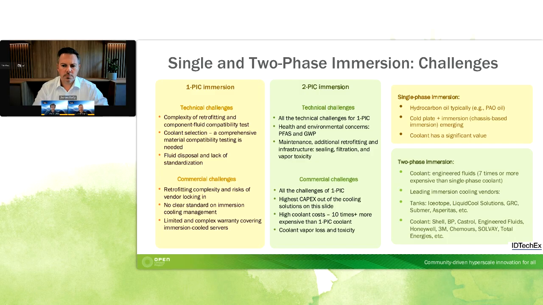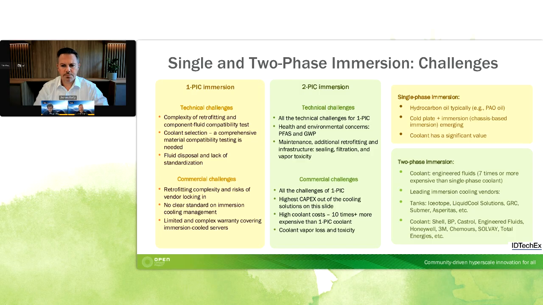The first one is complexity of retrofitting, because the principle of immersion cooling is very different from using server racks. So essentially, you need massive immersion tanks and a lot of coolant inside of the tanks, which is quite heavy. So that essentially puts a lot of pressure on the floors of your data center IT rooms. So that essentially means you have to do a lot of retrofitting to make sure that your IT rooms are compatible with the heavy immersion cooling tanks.